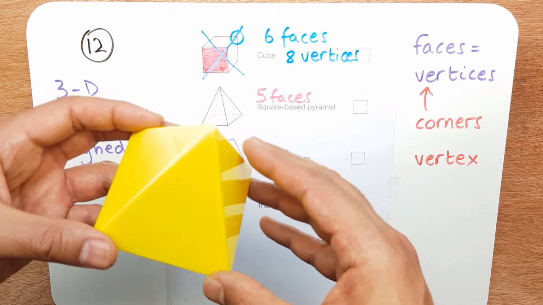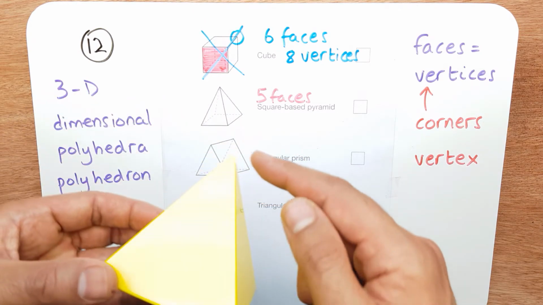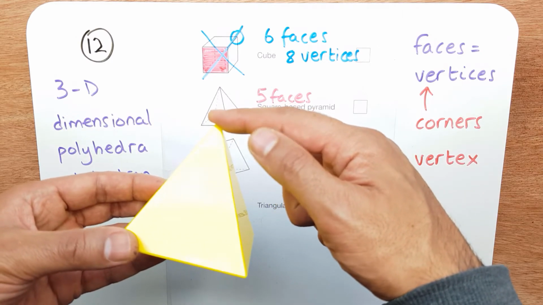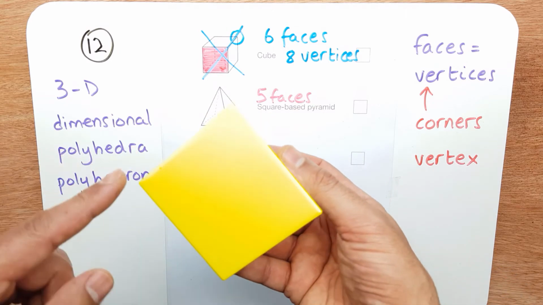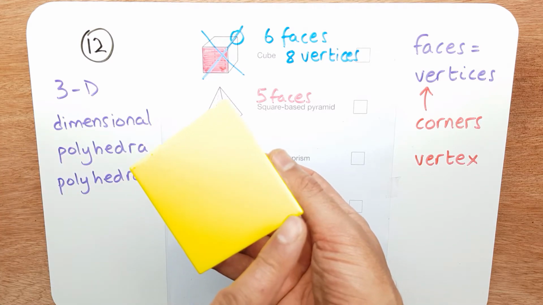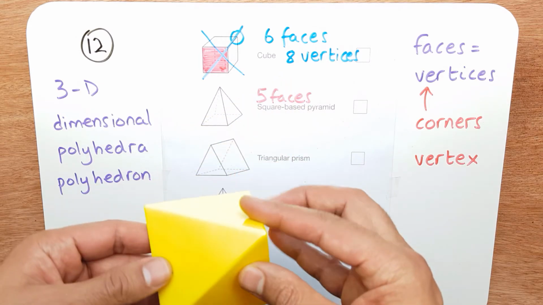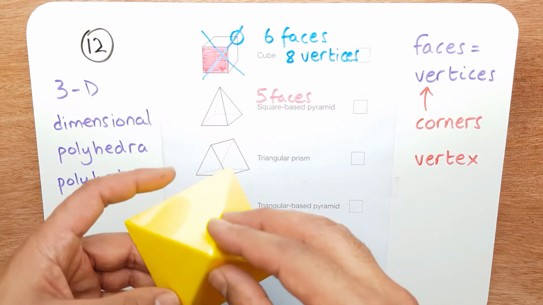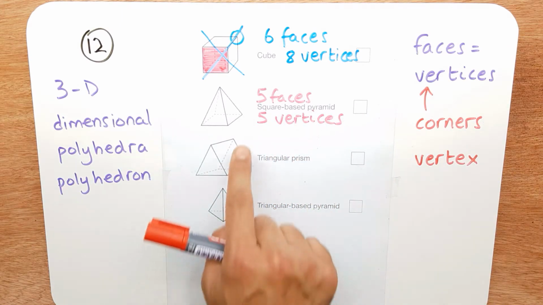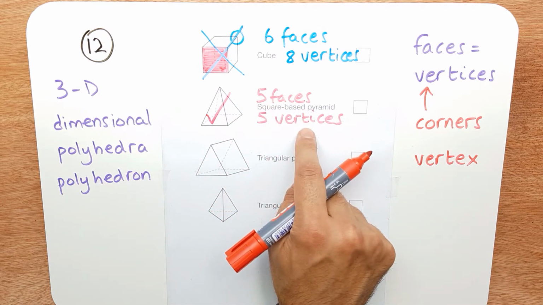So now if you look at this, we have one corner there, one vertex, and that's right at the top. So that's called an apex, but in this case we're going to call it a vertex. 1, 2, 3, 4, and 5. So on this shape we've got 5 vertices. So for this shape, the number of faces equals the number of vertices.